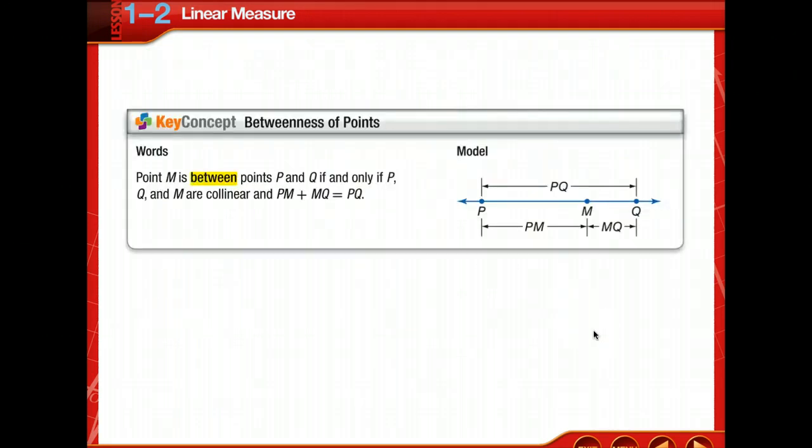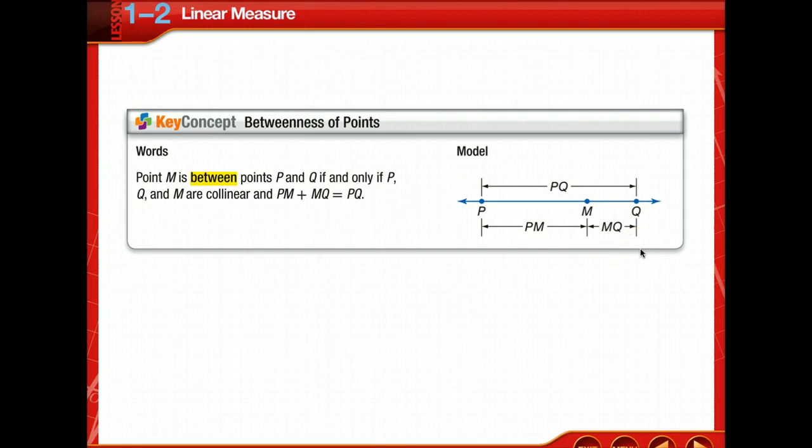Now there's a concept known as betweenness of points. Recall that for any 2 real numbers, A and B, there is a real number N that is between A and B, such that A is less than N is less than B. This relationship also applies to points on a line and is called betweenness of points. Notice that point M is between points P and Q if and only if P, Q, and M are collinear, so that means they lie on the same line, and PM plus MQ is equal to PQ.